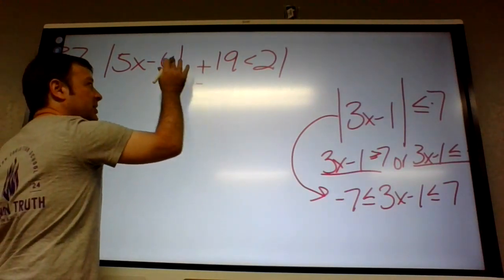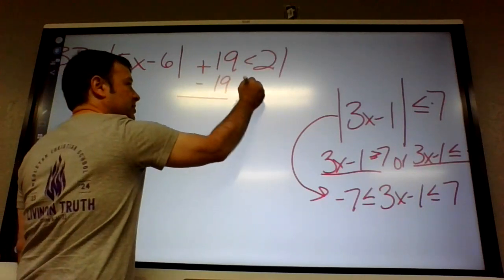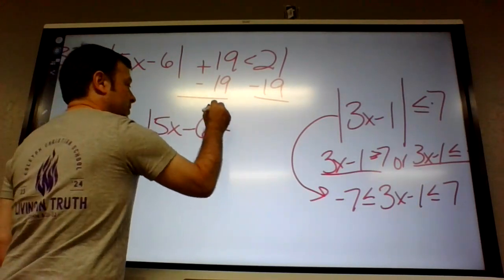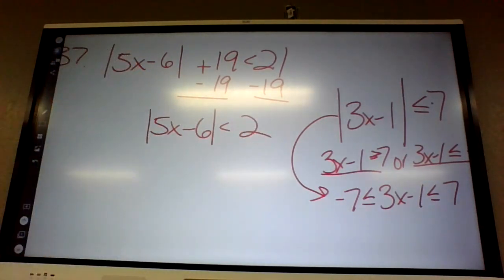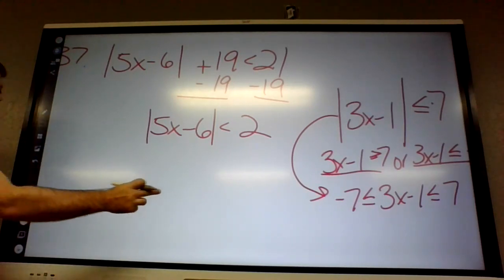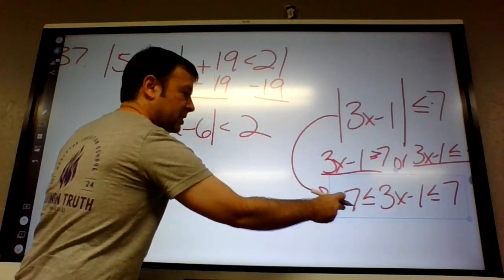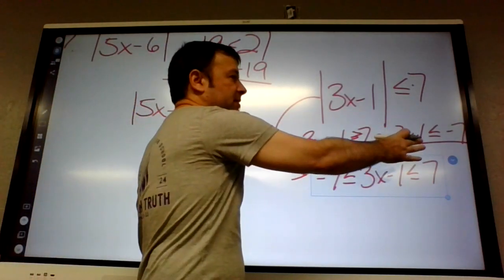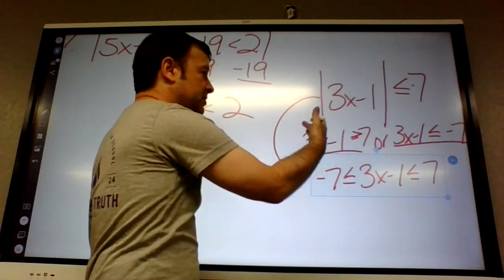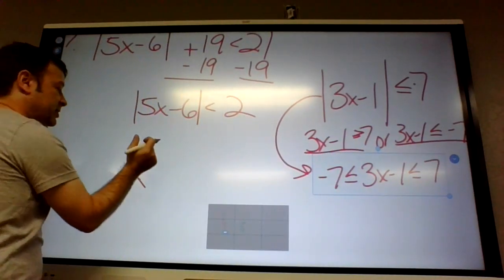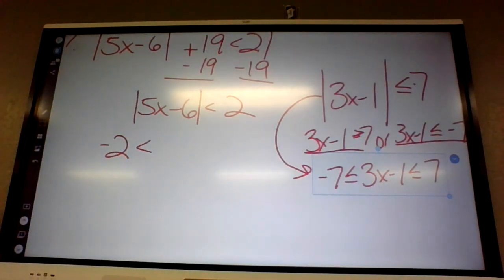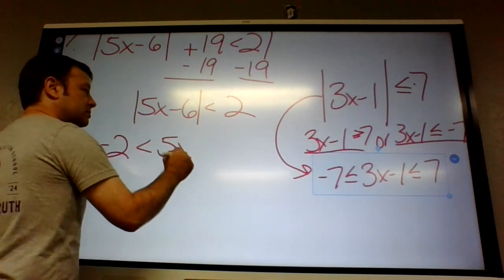Yeah, minus 19. We want to get the absolute value by itself over here first before we try to set it up. So we got a less than situation. So negative 2. So it's this guy. Now, if you forget and set it up like this, it's still almost right. I'll give you partial credit, but let's just get full credit. So it's negative 2. Yeah, it's between 2 and negative 2.